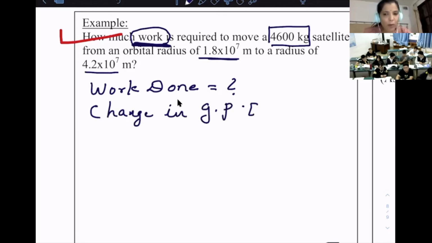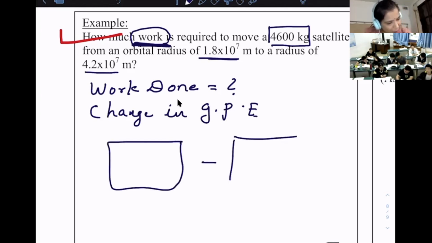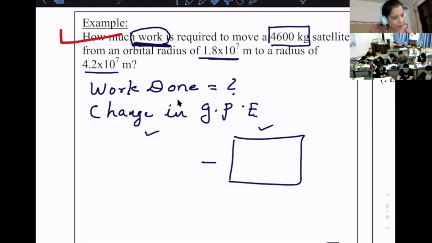So can Nico please say what formula I should write to find the change in the gravitational potential energy, given that we have some energy initially and then some final energy? You solve first and then let me know. Okay, Nico?